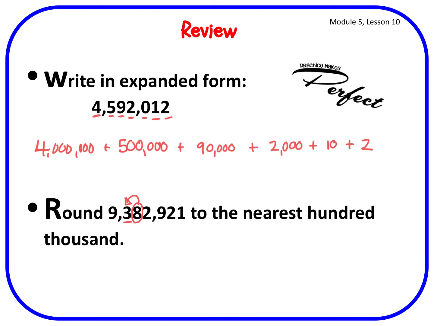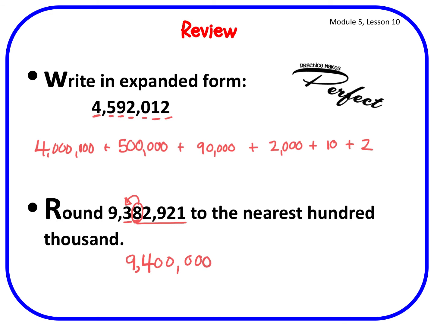So I look at that 8, it is 5 or more, so it is more than 5. So that tells me that my 3 is going to go up. So I'm going to write my 9 because it's not changing, because it is to the left of my 100,000s. But my 3 is going to change into a 4 because the 8 tells us that. So that's going to become a 4. Everything else after the 3 becomes a 0.